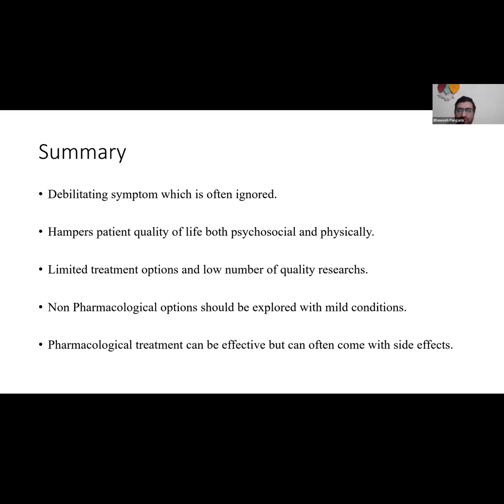Non-pharmacological options should be explored in mild conditions whenever possible, and if the sialorrhea is controlled by non-pharmacological modalities, they have to be used first, and only then should we jump to pharmacological treatment, because the therapeutic part is limited to anticholinergics, which have other side effects also. Other than that, the other options like radiation, surgery, and botulinum toxin are invasive procedures or can cause other side effects. So pharmacological treatment can be effective, but can often come with side effects.